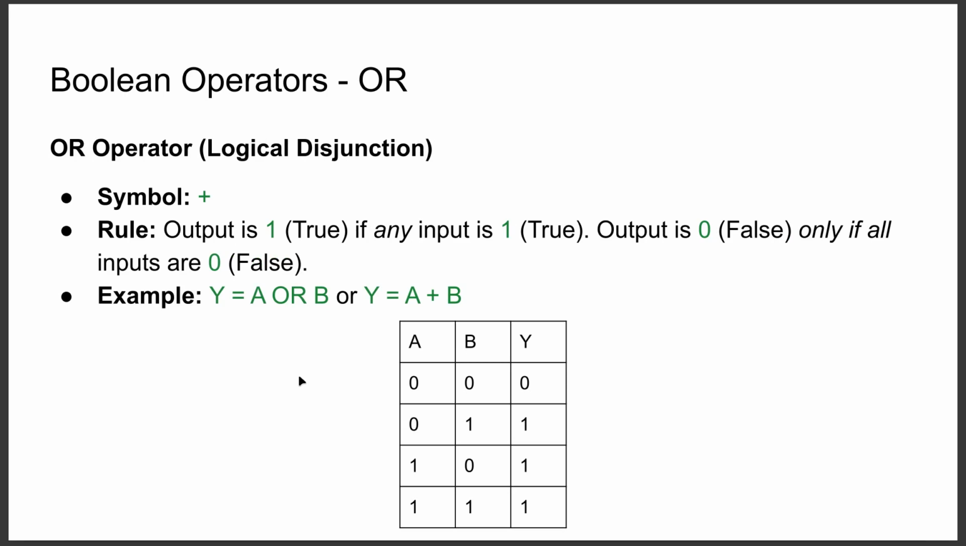Boolean operators: OR operator, symbol plus. Rule: output is 1 or true if any input is 1. Output is 0 only if all inputs are 0. Y equals A or B, or Y equals A plus B. And here's the truth table.